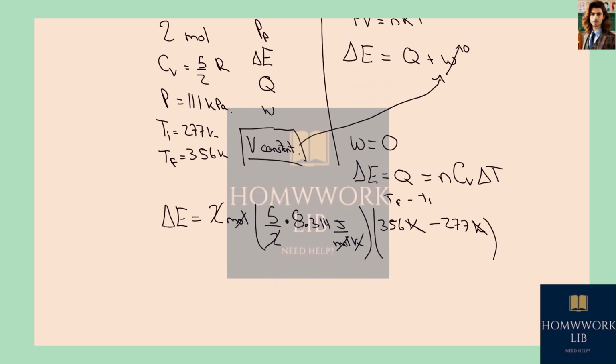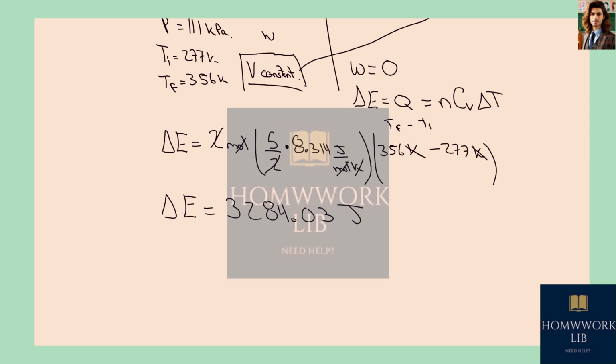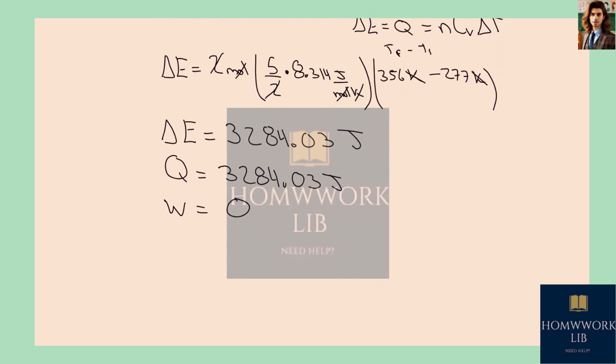So the final result will be in joules, and the change of internal energy is equal to 3284.03 joules. Now, with this, we know that the value for Q is exactly the same, 3284.03 joules, and the value for W is going to be equal to 0. So the only thing that we have left is to calculate the final pressure.